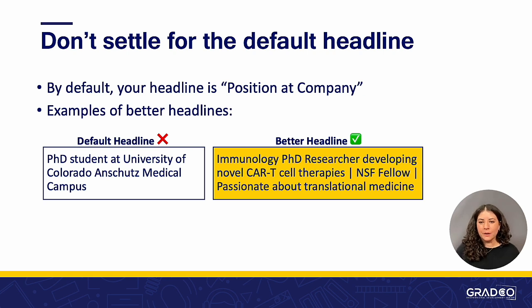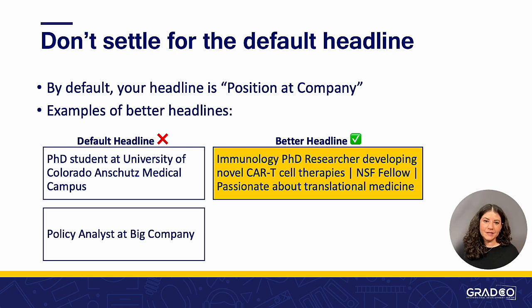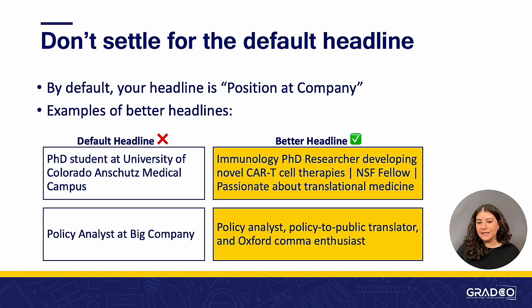Do you see how we already know so much more about that student based on that headline as opposed to the default headline? Let's take a look at a non-student example. This default headline could be Policy Analyst at Big Company. Doesn't tell you very much. A better headline could be Policy Analyst, Policy to Public Translator, and Oxford comma enthusiast. I love this example because it showcases some personality with the Oxford comma joke, while at the same time showcasing that this person must be a writer.